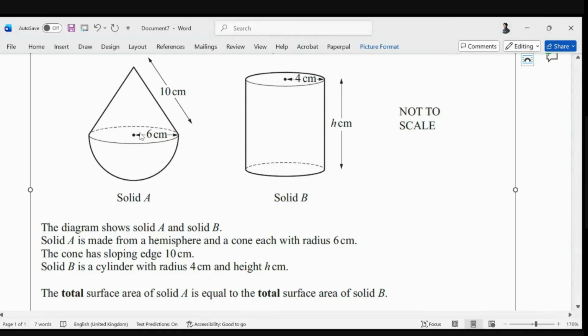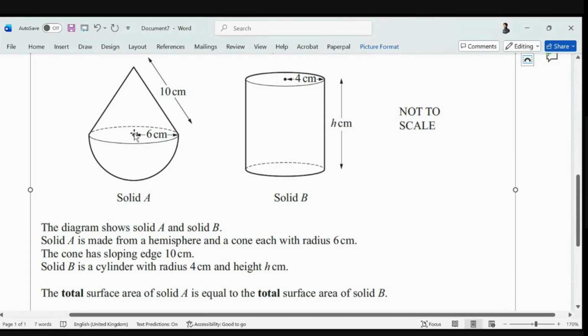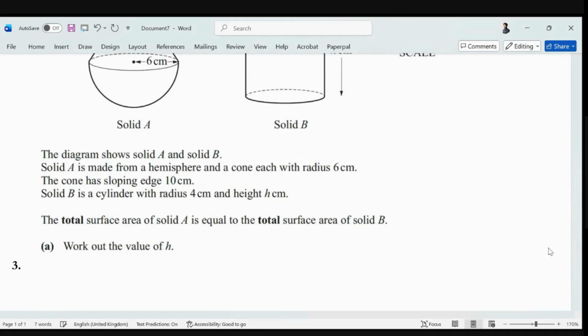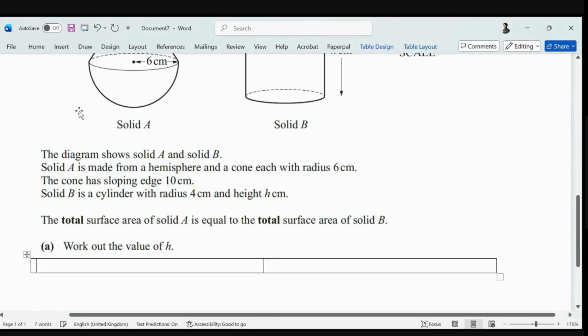Two, that's right. One is the curved surface of the cone, and the other is the curved surface of the hemisphere. And the solid cylinder has three surfaces: the circle on the top, the circle on the bottom, and the curved surface of the cylinder. So if I were to find the surface area of solid A.